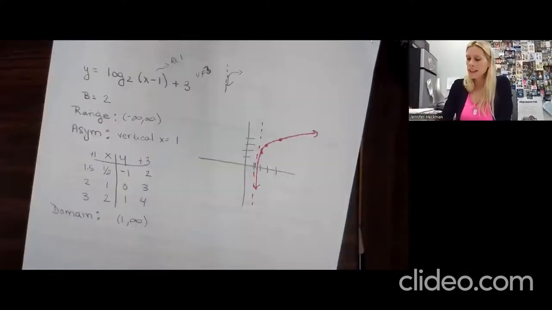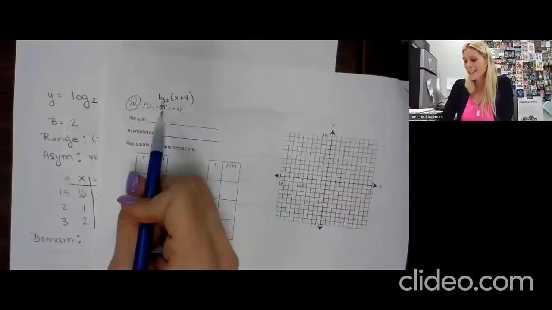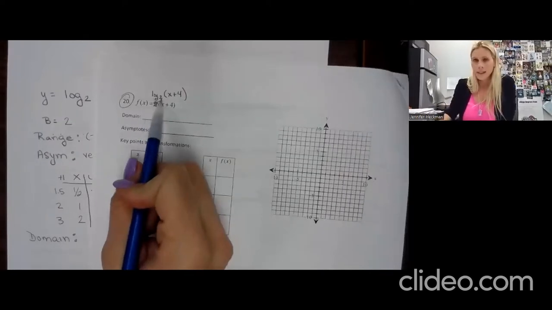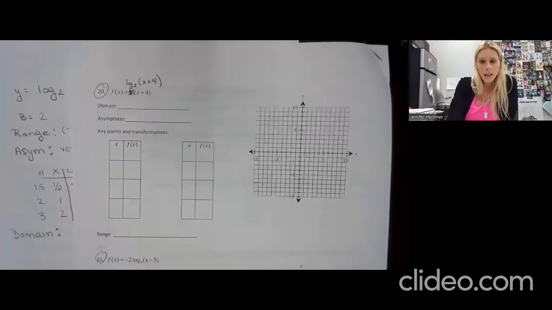Now, as you can see, I changed this. Do not do ln. I'll explain that next class. I want you to change it to log base 2 of x plus 4. And you're going to graph these. This is your homework. All right, let's try that out.